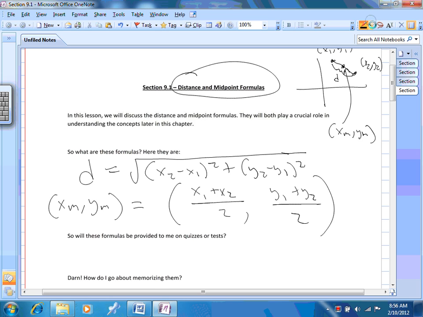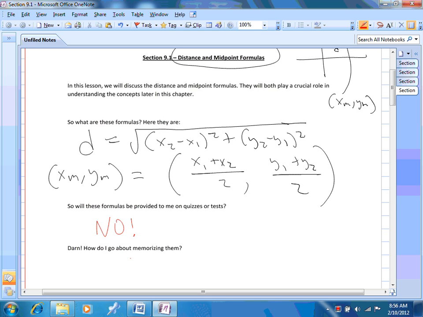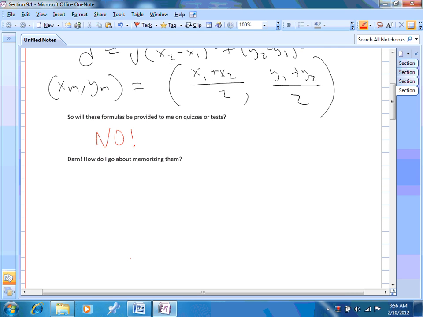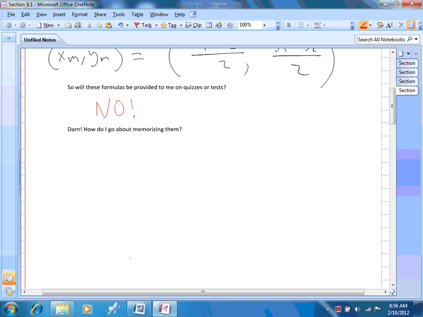So I think you guys know the answer to the next question. No. I will not give you these formulas. Never have, never will. Not in Algebra 2. Maybe last year, I don't know. But how do you go about memorizing them? So for distance formula, really simple.